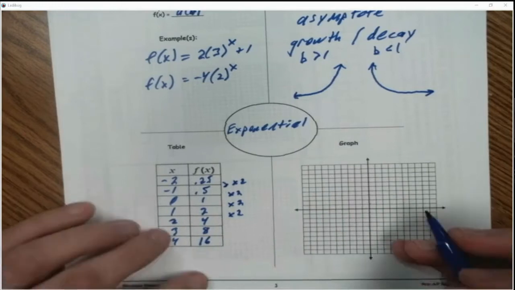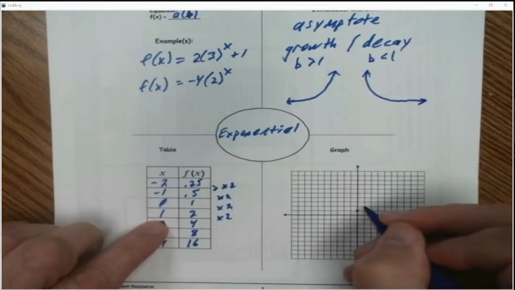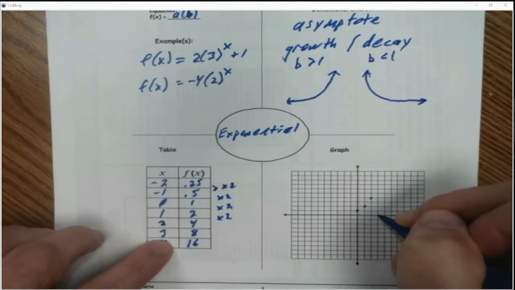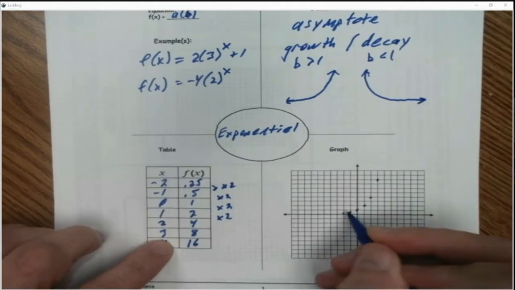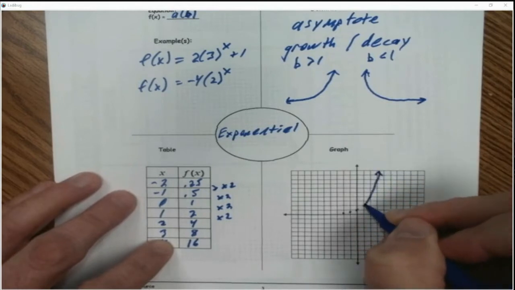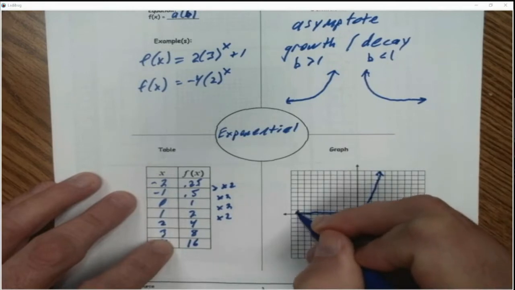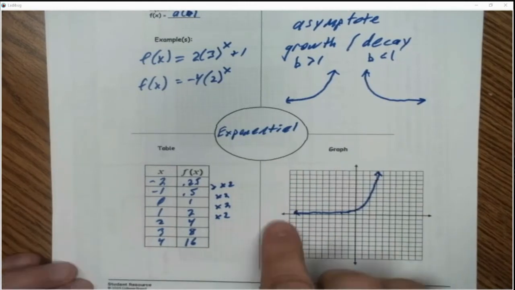So in this one, if we graph that, at 0 it's at 1, at 1 it's 2, at 2 it's 4, at 3 it's 8. And over here, it's just getting smaller and smaller as it approaches. We see it starting to go up really quick. It approaches y equals 0, but it never gets there. So this one would be exponential growth.